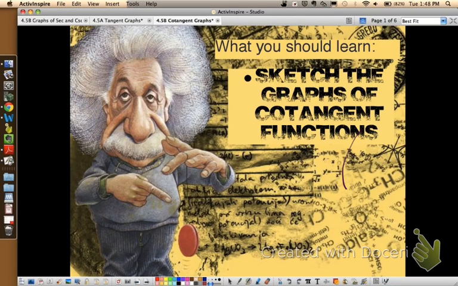Okay, in this video I'm going to demonstrate how to graph the cotangent function, and then we're going to take a look at the tangent function as well, and look at several more translations and transformations of those two. So here we go.